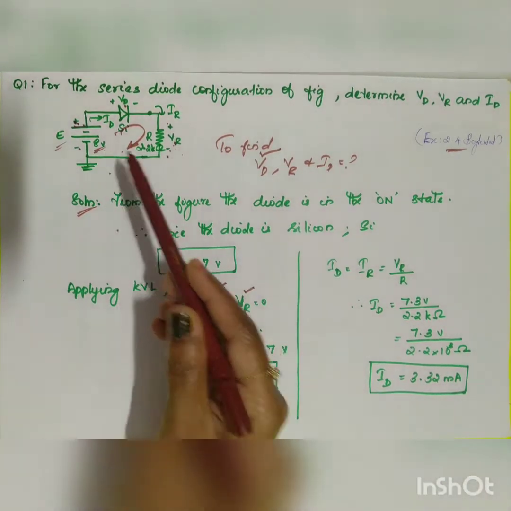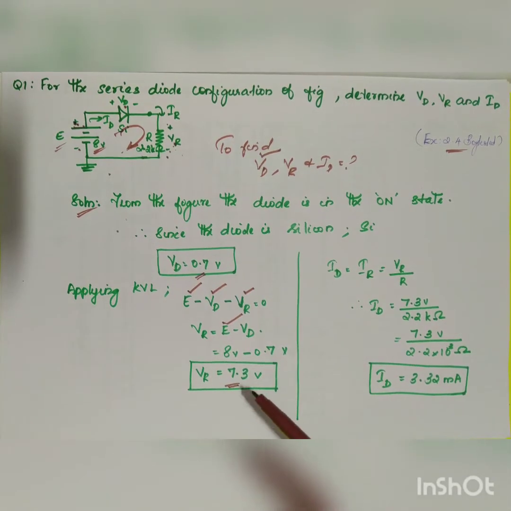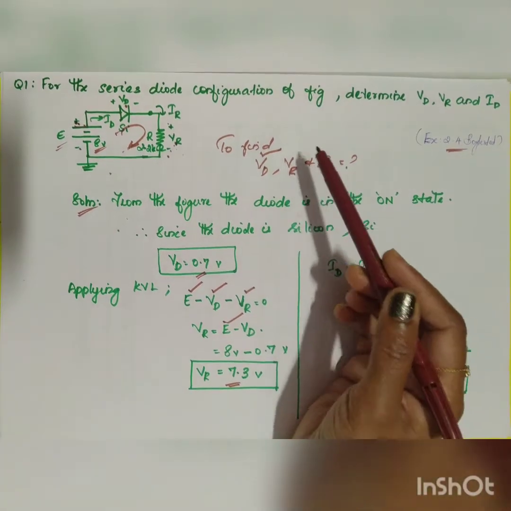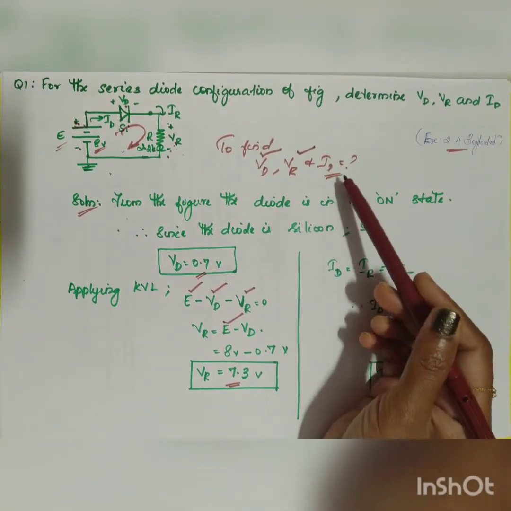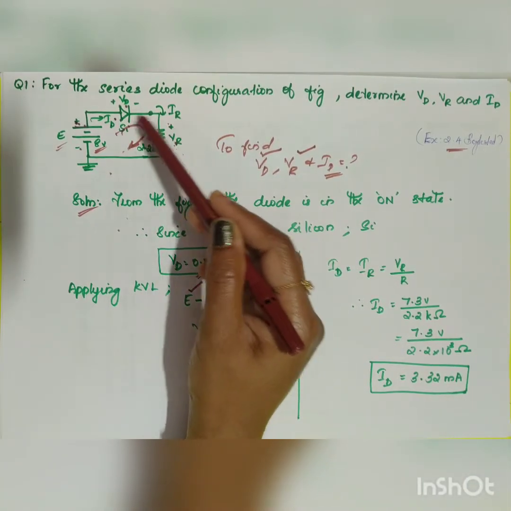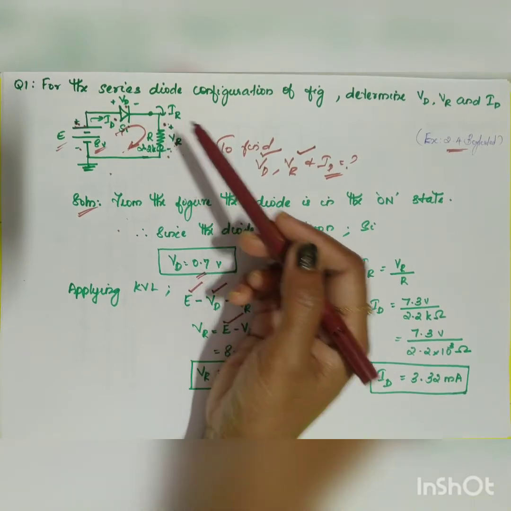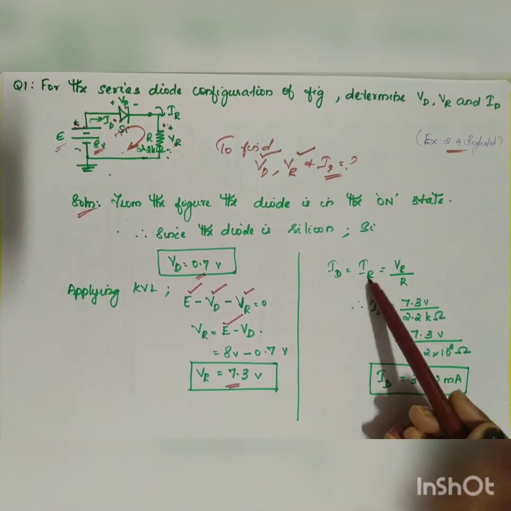What is your E given in your problem? 8 volt minus VD, which you have already found as 0.7 volt. So you are getting VR is equal to 7.3 volt. You have got the second value also, VR. Now you have to find the value for your ID. The same current flows here, so I can equate that ID is equal to IR. The same current flows through the load also.